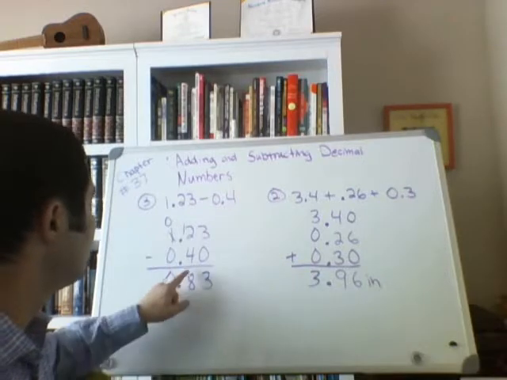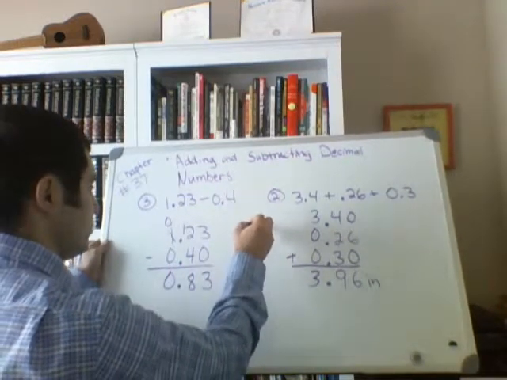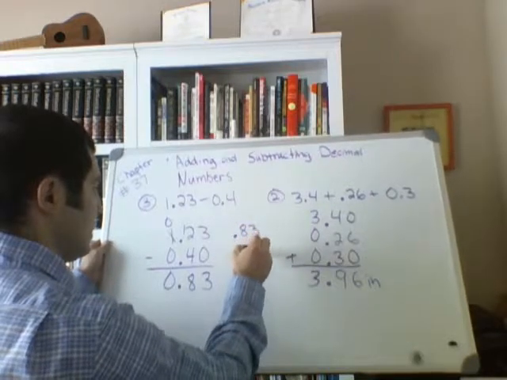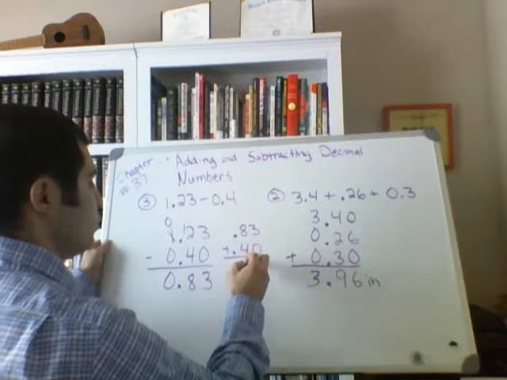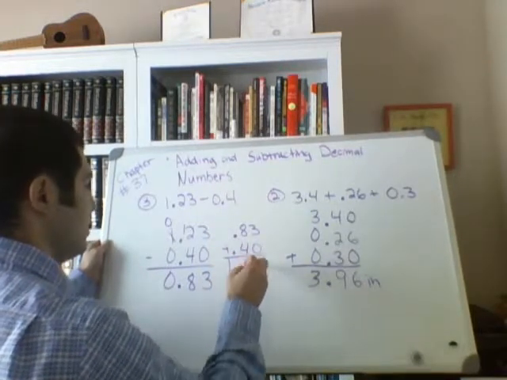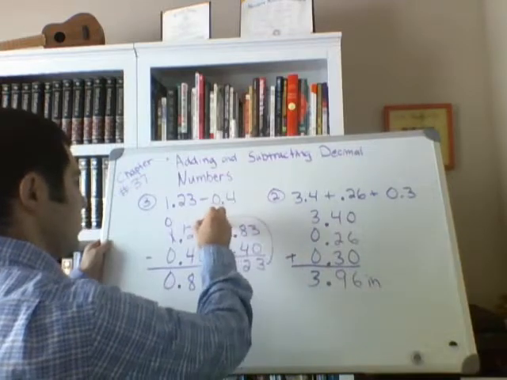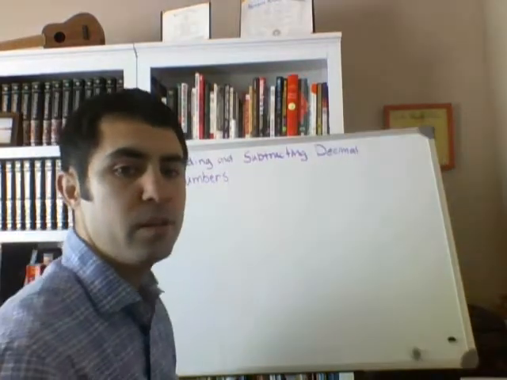If you want to check it really quick, you can add 0.83 plus 0.4. Might as well do it. It's always good to do a little check. 3. 8 plus 4 is 12. Carry your 1. Bring your decimal straight down. Is 1.23 equal to 1.23? The answer is yes. That means it checked out okay.